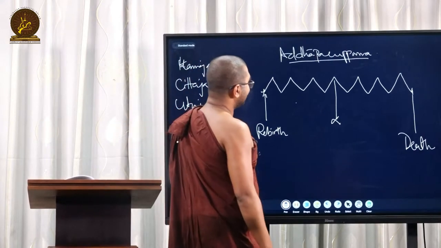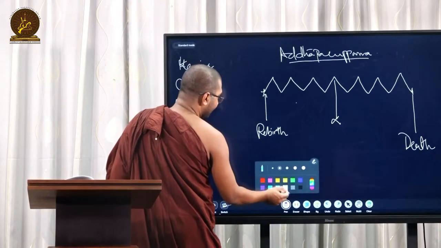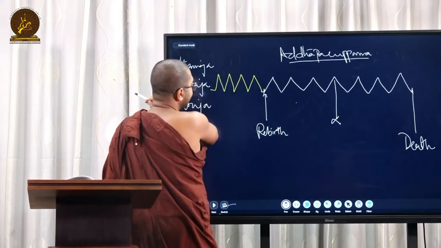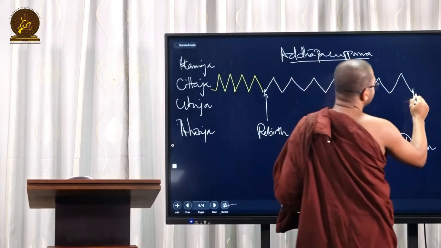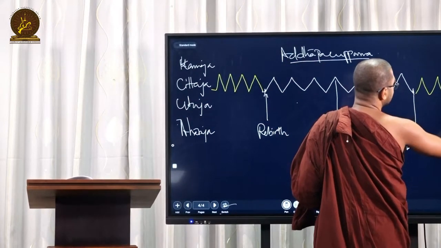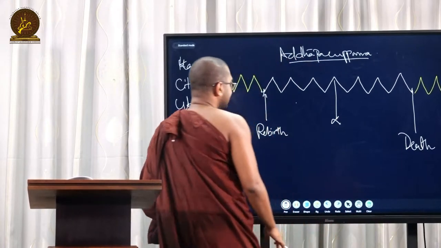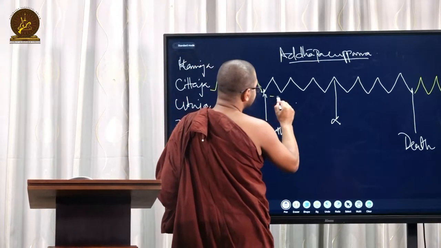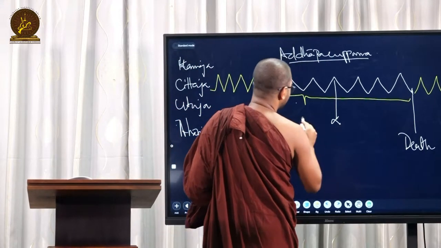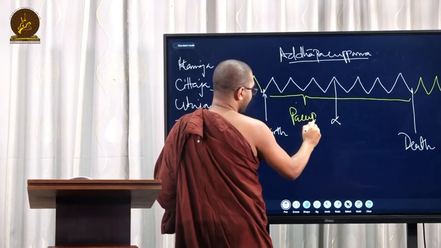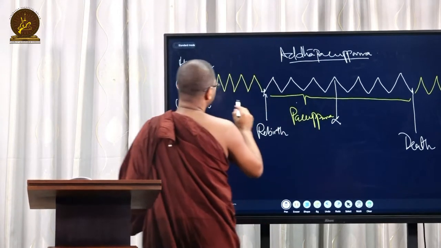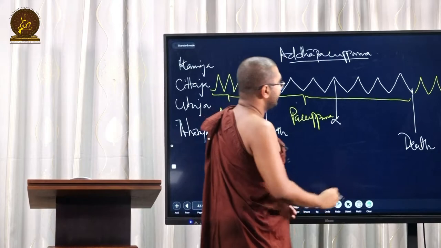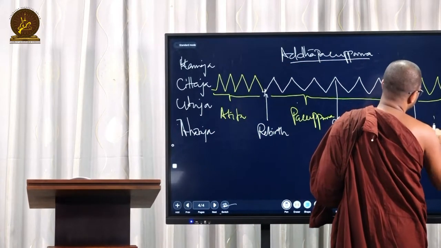Now, with regard to Adda Pachupanna, any rupa which occurred in previous lives, and any rupa that would occur in future lives, are not considered as Pachupanna in this case. Here, all the rupas in this life are considered Pachupanna. Rupas which occur in past lives are called Atita. Rupas which will happen in future lives are called Anagata.